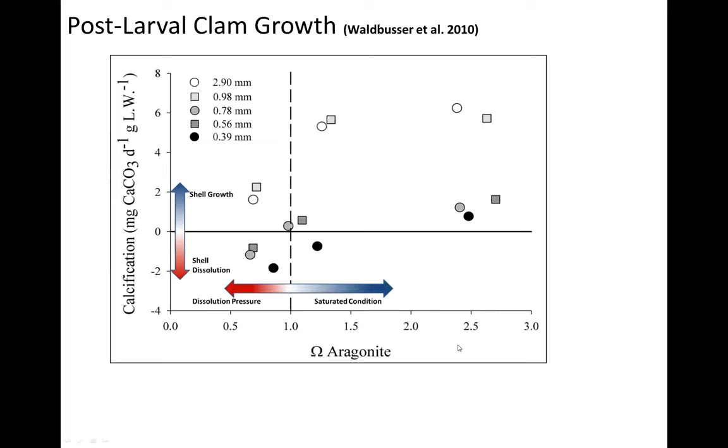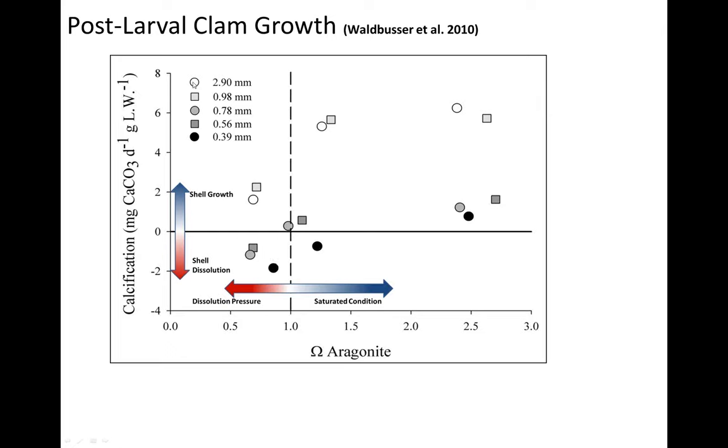So then this is some work looking at calcification rates in post-larval clams. What I have here is aragonite saturation state plotted on the x-axis. Again, above one is supersaturated, and below one is thermodynamically unfavorable for shell formation. And then the calcification rate is just a weight per day per live weight of organism.